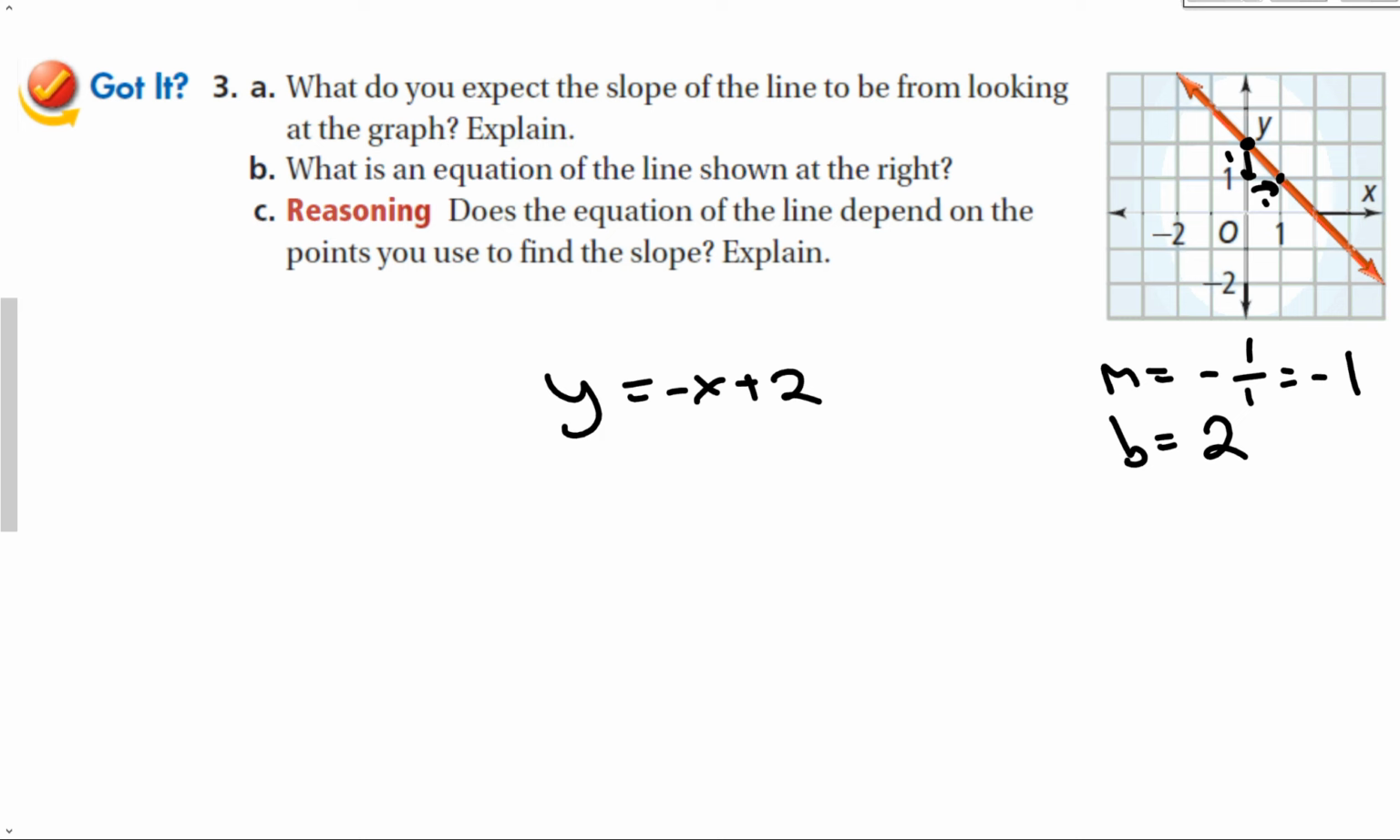Okay. Does the equation of the line depend on the points used to find the slope? No. Because if I start up here and use these 2 points, well, that's 1, 2, 3. That's down 3, right 3. So this would just be 3/3, which would still be -1. So no matter what points you pick on the line, the slope is always going to be the same thing. And the y-intercept is not going to move, or else you're going to have a different line.